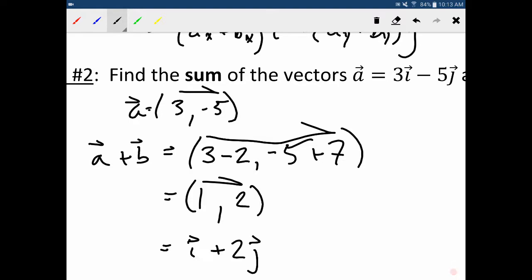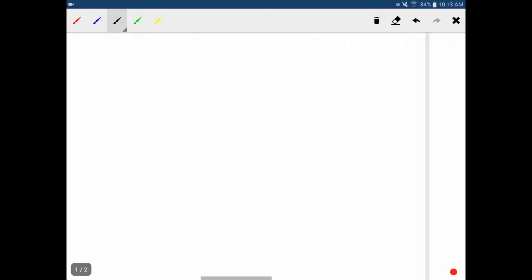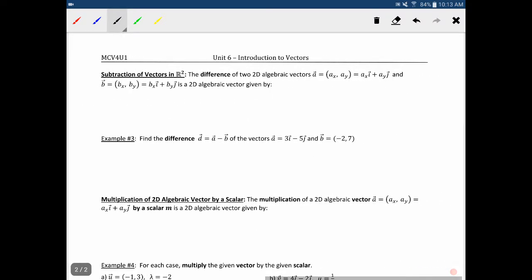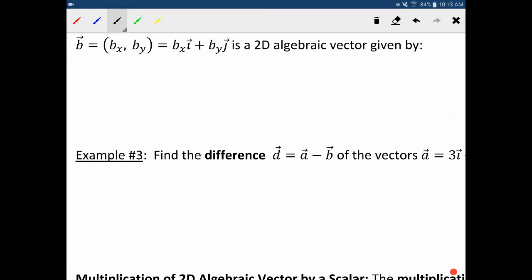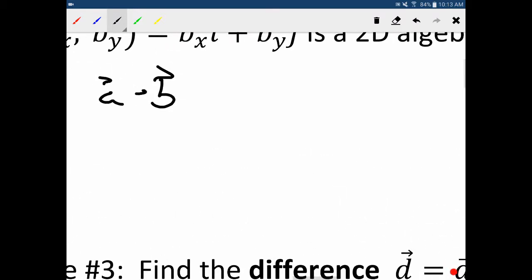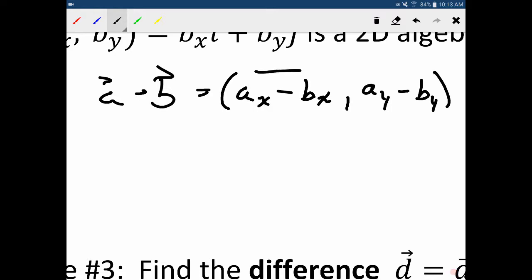So that's addition. So let's flip over, and we're going to look at subtraction. And subtraction is, not surprisingly, pretty much the same thing. So what we're going to do is say A minus B is just equal to the x component of A minus the x component of B, and the y component of A minus the y component of B.